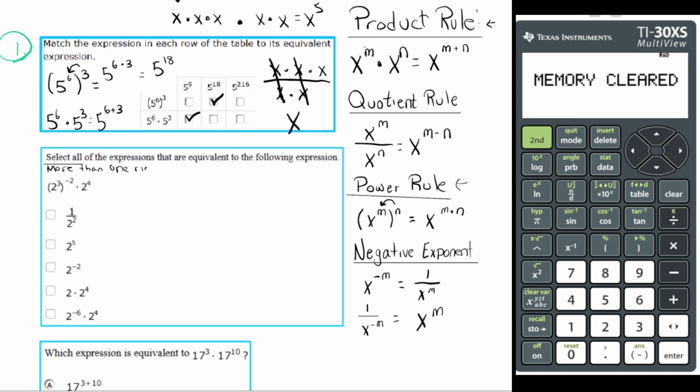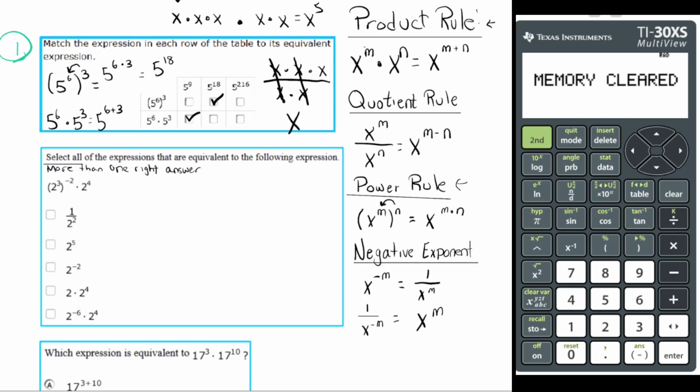There will be the very, very rare occasion, I think I've only seen it twice, where they'll give you a select all that has only one right answer. If I ever see select all, I'm just going to assume it is more than one right answer. Okay? So we have 2 to the third raised to the negative second times 2 to the fourth.